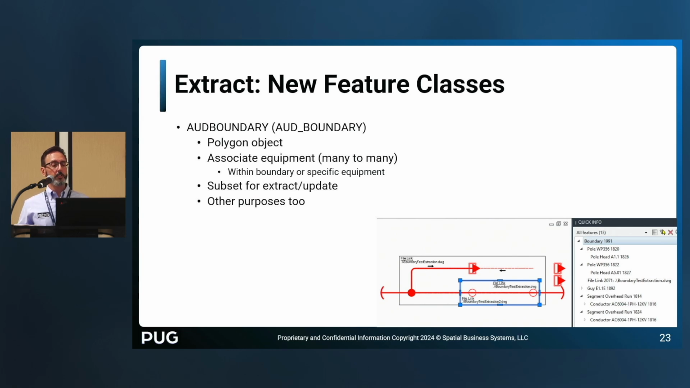This then allows you to define not just a one-to-one correspondence between two drawings, but a subset. So the idea is you can have a larger drawing. You can define this boundary as a certain subset of that drawing and then extract just that subset into another DWG.